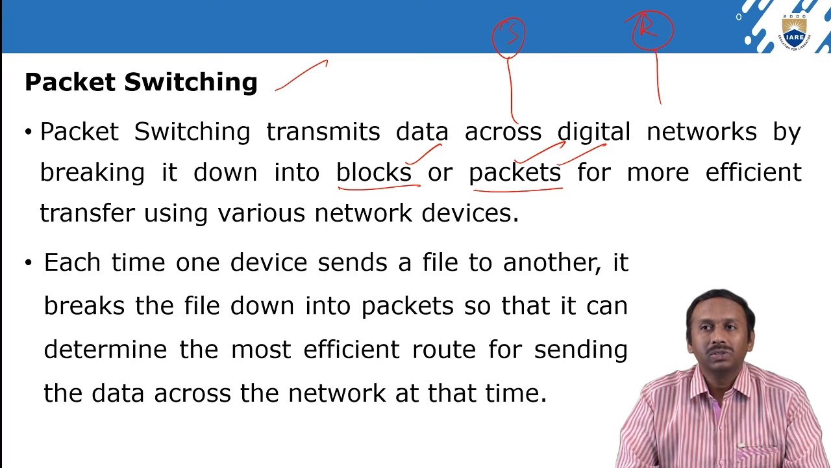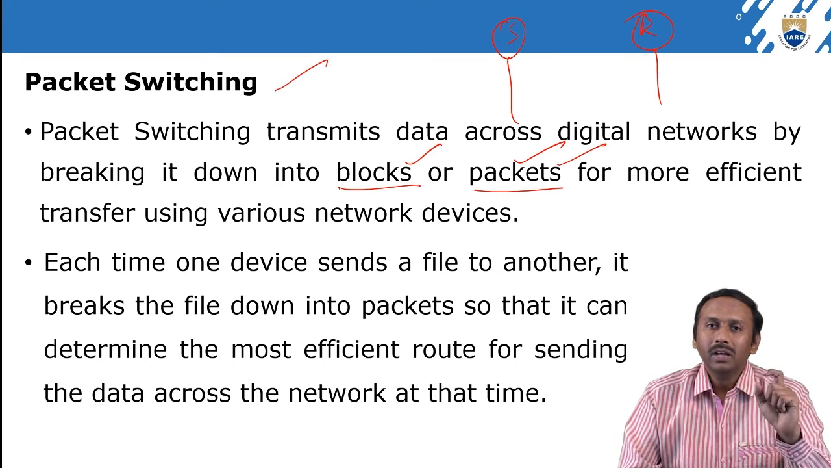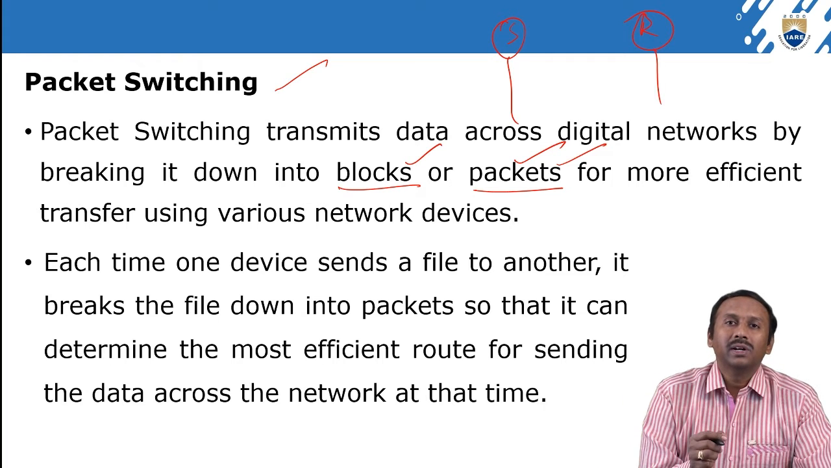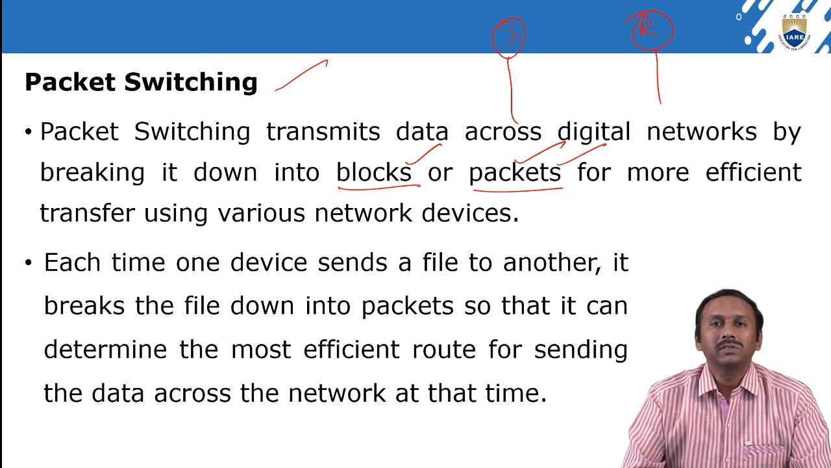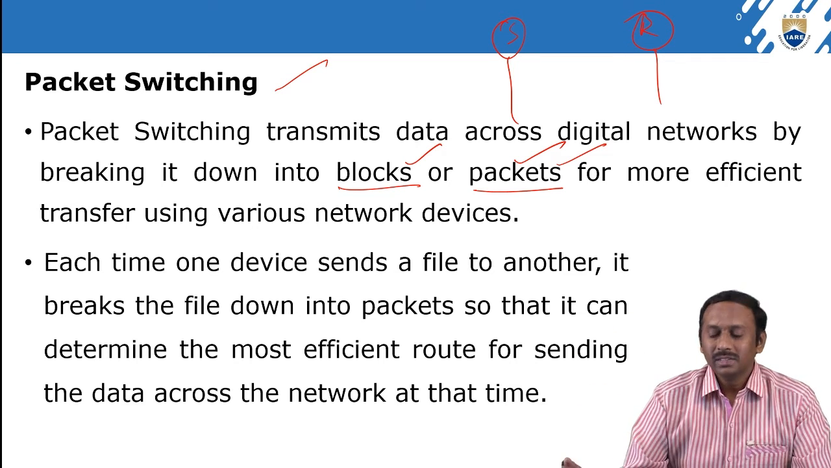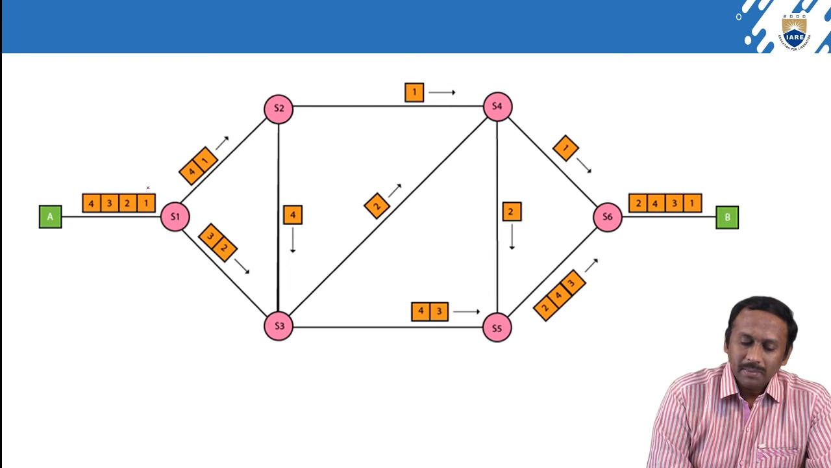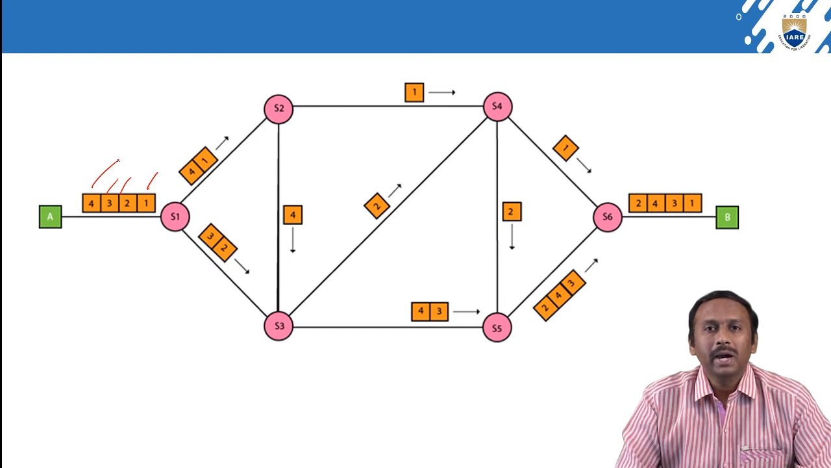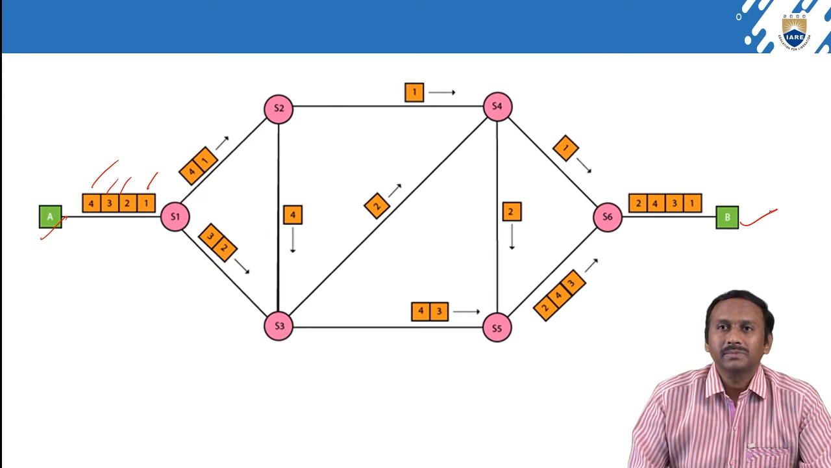In packet switching, each and every data packet has its own source and destination address. Based on the destination address, it identifies the best path to reach the destination system across multiple networks, right? Here is an example. Assume that these are data packets: data packet 1, 2, 3, 4. These 4 packets are going to be transferred from A to B, right?